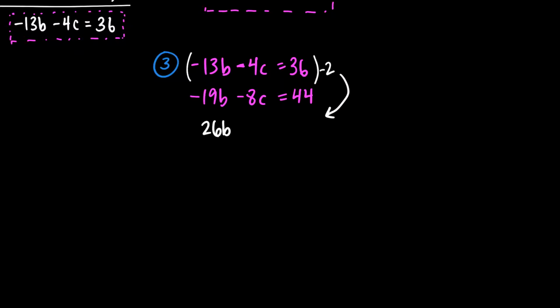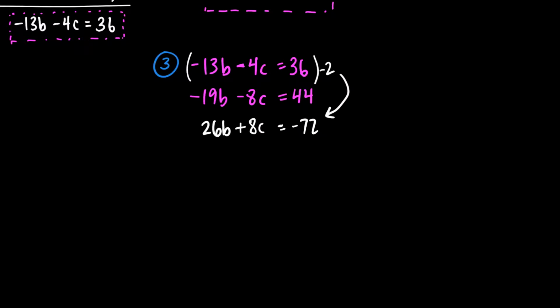So that should be 26B, because we're going to do negative 2 times negative 13B. Then we need to do negative 2 times negative 4C, so that gives us plus 8C. Then we need to do negative 2 times 36, and that'll give us negative 72.